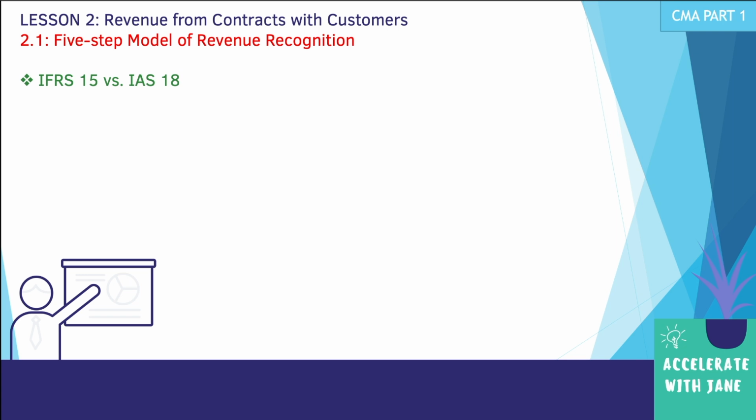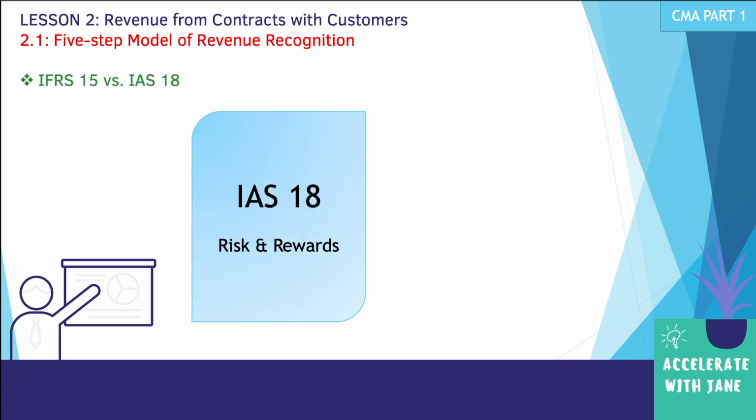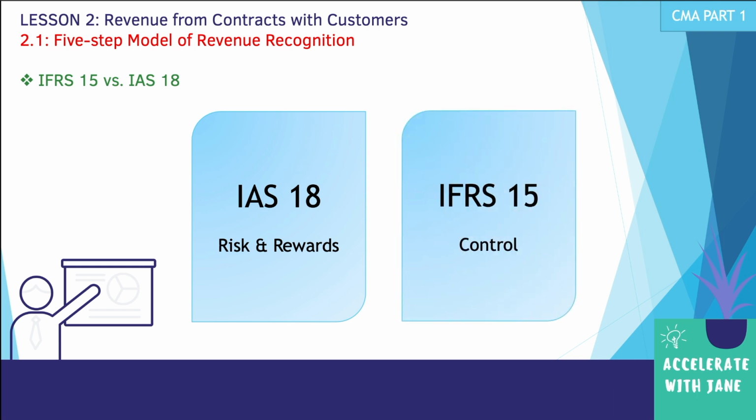So as mentioned earlier, IAS 18 is the old standard, and this has been superseded by the IFRS 15. So let's first discuss about the IAS 18. So under IAS 18, revenue is recognized when, take note, the risk and rewards of ownership are transferred. So here in IAS 18, we recognize revenue if the risk and rewards has been transferred. On the other hand, under IFRS 15, revenue is recognized when the control is transferred, even though the risks and rewards remain with the seller.